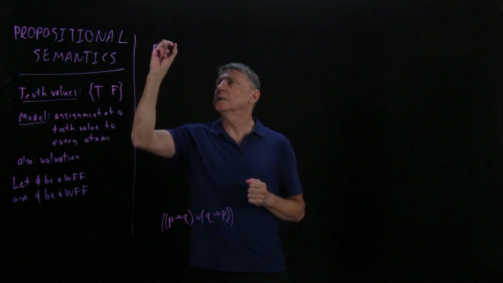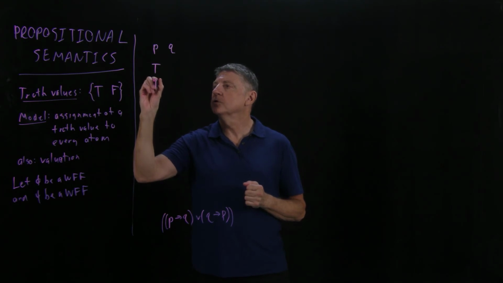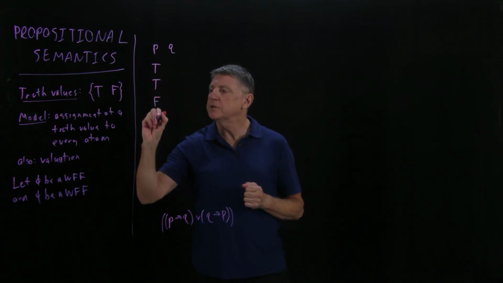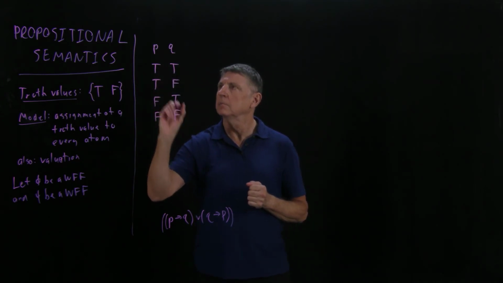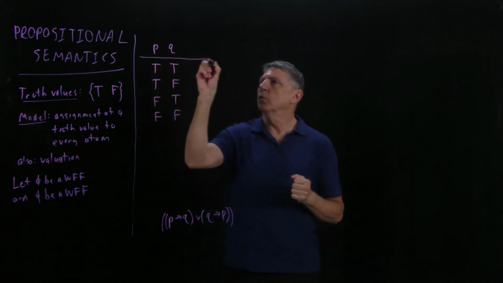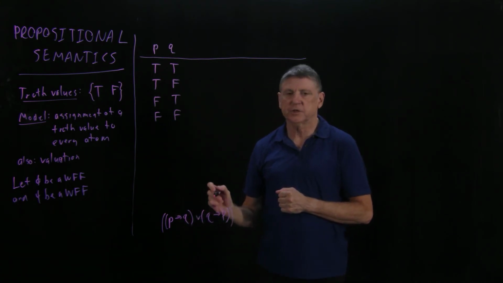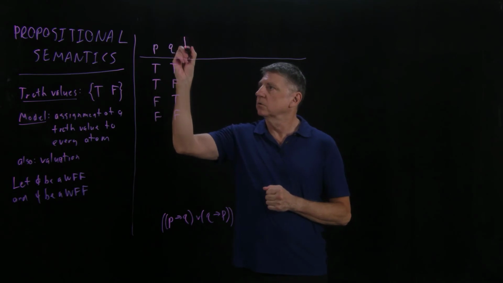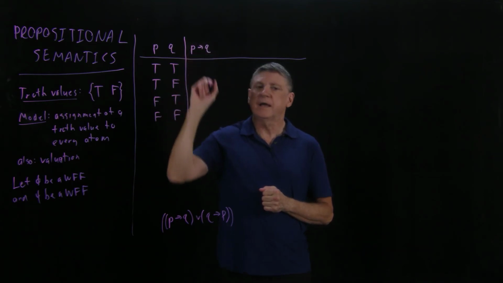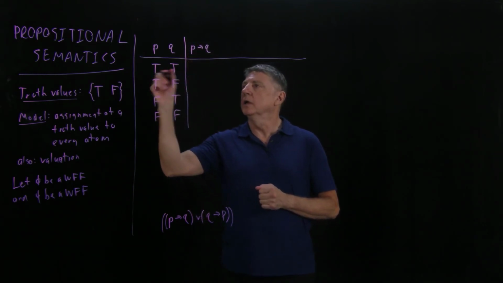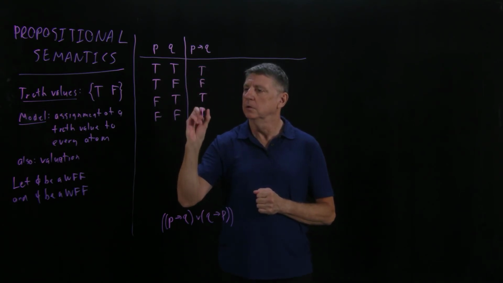Here the truth table contains two atoms, P and Q, and P and Q can have four truth values between them, which we can write in our routine way. Now, in order to handle this more complex formula, let's take each of these disjuncts and write down its rows of its truth table. So the first is P implies Q, and that we already know is true, false, true, true.